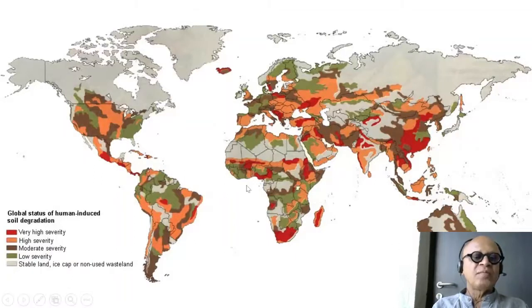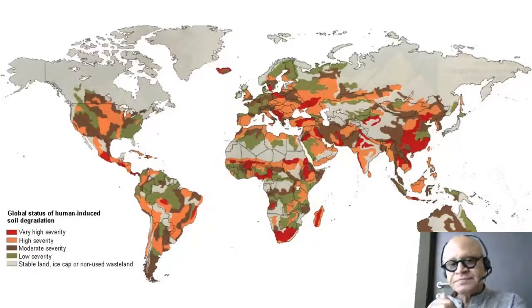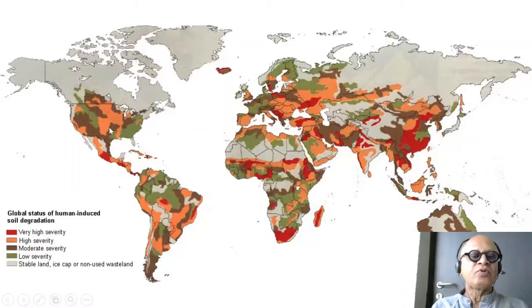So global status of human-induced soil degradation. This is going from very high severity, moderate, low severity, stable land, ice cap, or non-used wasteland. So you can see that even Iceland has soil degradation. So US has various types of soils, various levels of agricultural activity. And you can see the corresponding soil degradation.